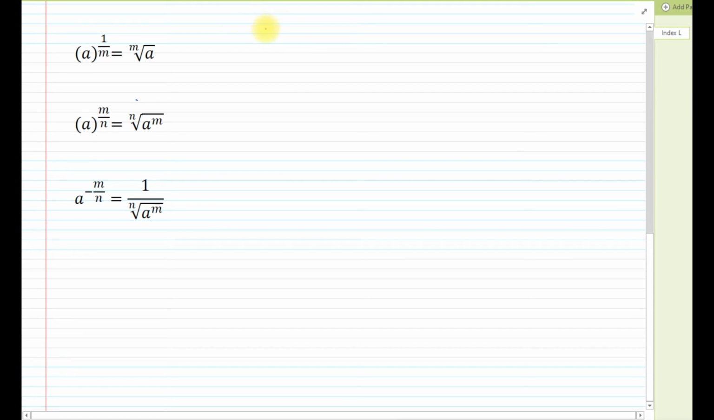We next look at fractional indices, like a to the power 1 over m. Basically, a to the power 1 over m means the mth root of a. For example, if I have 4 to the power 1 over 2, this would be square root. When we have a square root, we don't write the 2, but there is a 2 implied. So square root of 4 would be equal to 2. If I have 3 to the power 1 over 3, it means the cube root of 3.